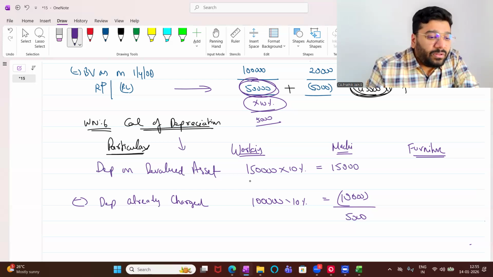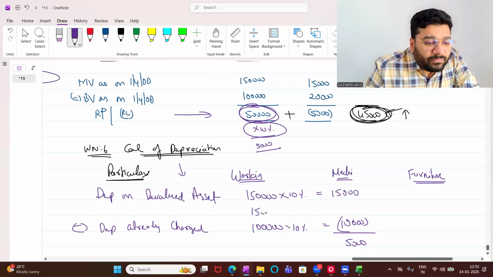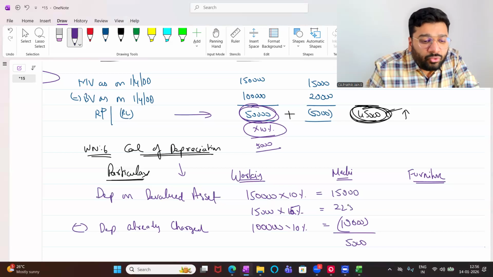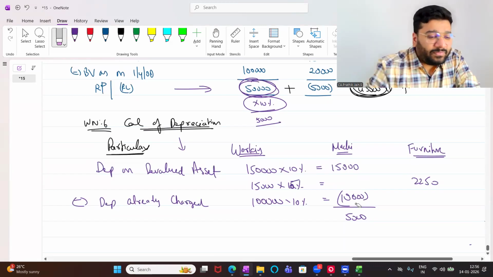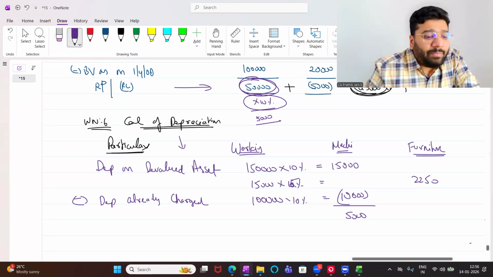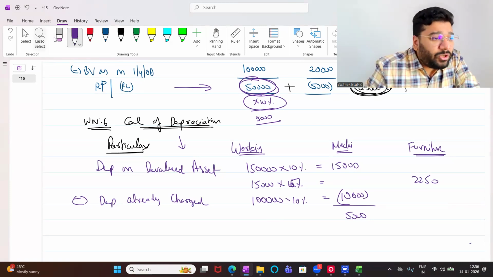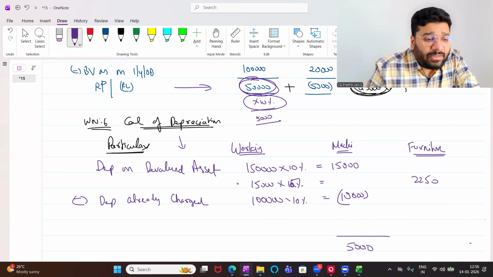Now people, what is the upgraded value of the furniture? 15,000. 15,000 into 15%, how much is it? 2,250. Now, what is the depreciation already charged? Show the calculation. This is for machinery, and this is for furniture.